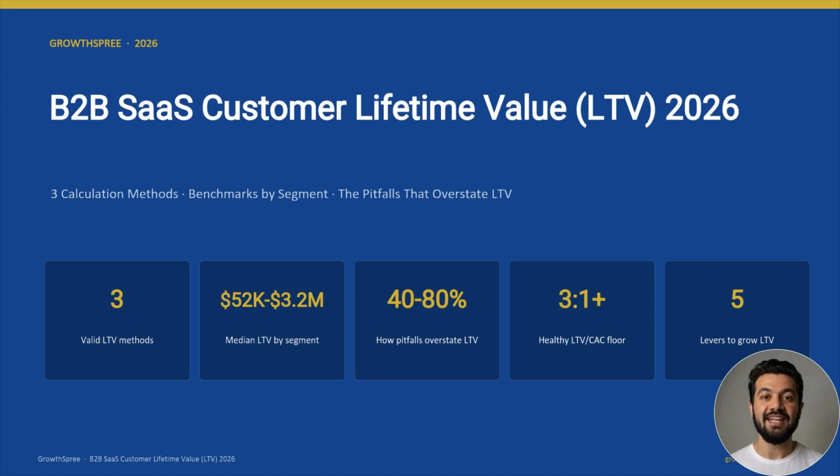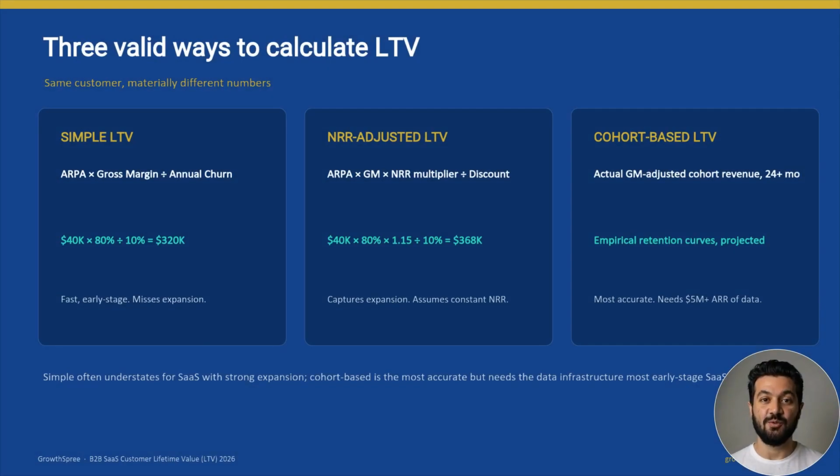Welcome back. Your LTV number might be wrong by 40 to 80%, and if it is, every acquisition decision built on it is wrong too. Today, the 3 ways to calculate LTV, the benchmarks by segment, the 6 pitfalls that inflate it, and how to tie it to CAC. There are 3 valid ways to calculate LTV, and they give different numbers.